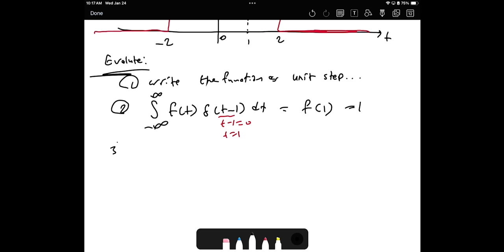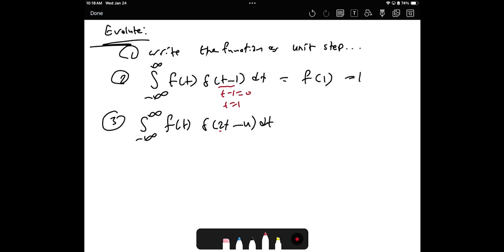Now, number 3. Calculate the integral between negative infinity to infinity of f of t delta 2t minus 4 dt. I can apply the properties of delta, but I have a challenge here. What's my challenge? I have 2t. Okay, how can I deal with this? Basically, we can simplify it by taking 2 as a common factor, which is the integral from negative infinity to infinity of f of t delta, take 2 as a common factor, 2 times t minus 4 over 2, dt. Okay? Just take 2 as a factor.